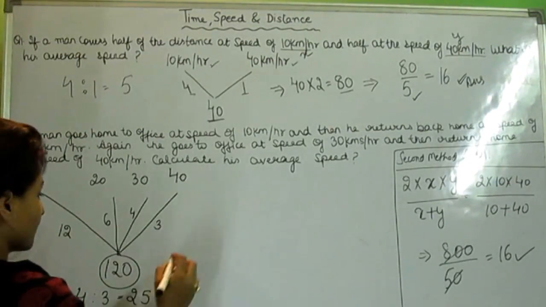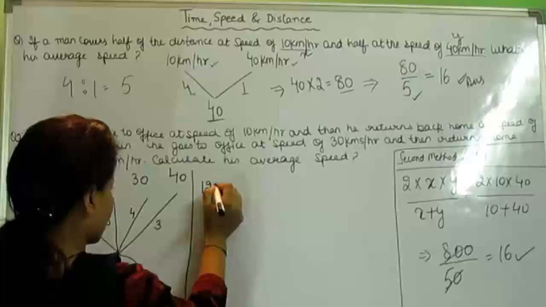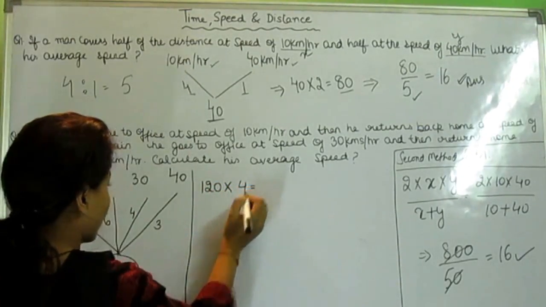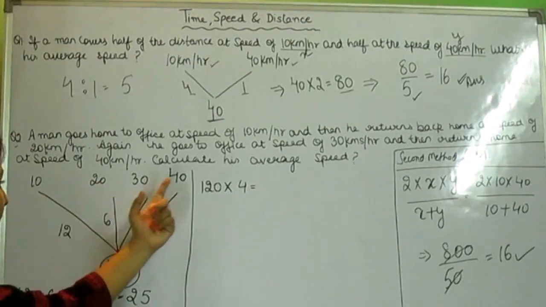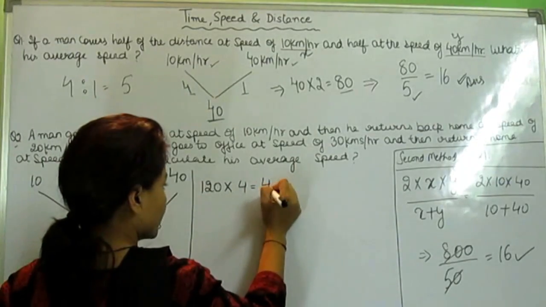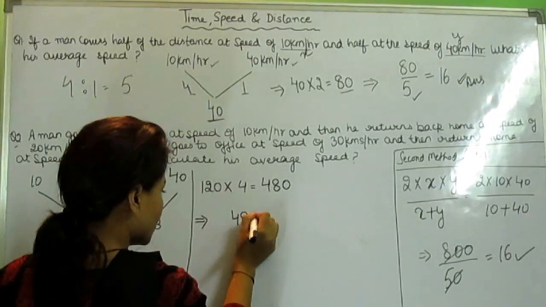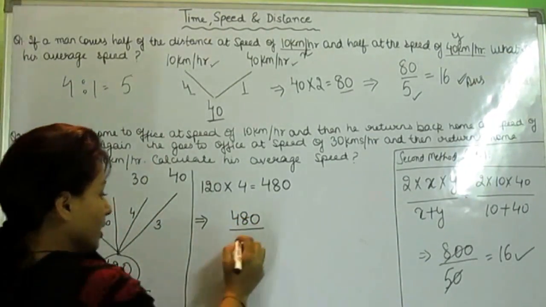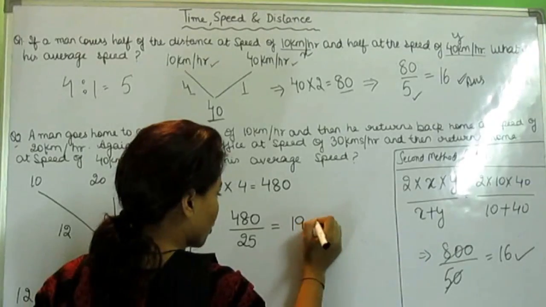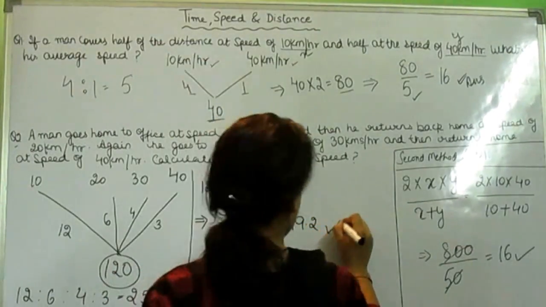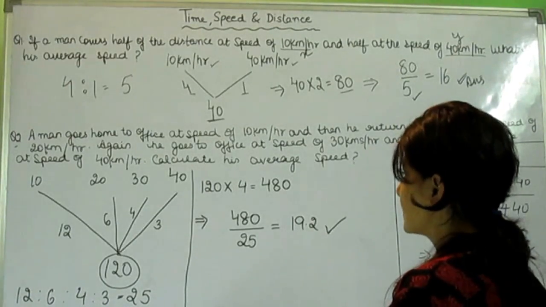Second step is 120 into 4. Why do we multiply by 4? Because he goes 4 ways: 1, 2, 3 and 4. He goes 4 ways. What do we get? 480. And what is the last step? What is the average speed? 480 by 25. This is the last step, and our answer is 19.2. So 19.2 is the answer. 19.2 is the average speed.